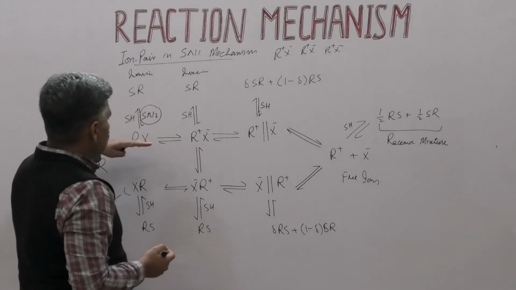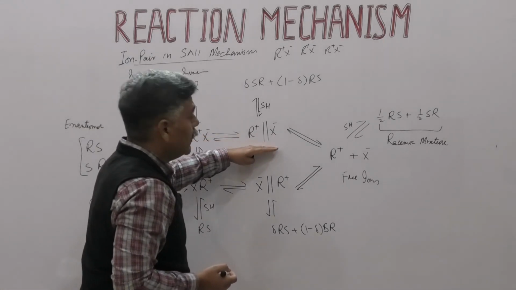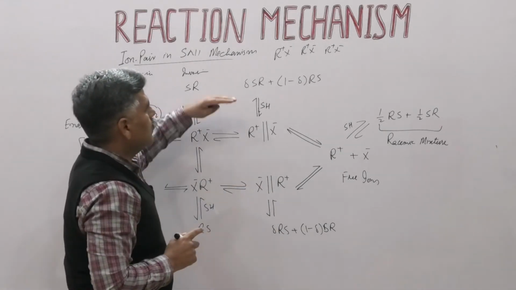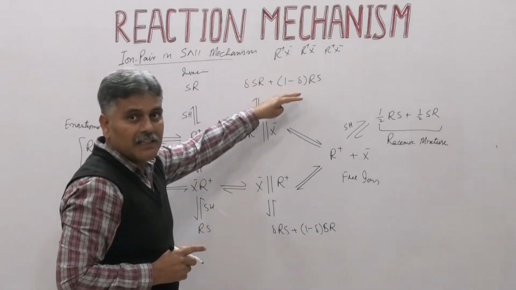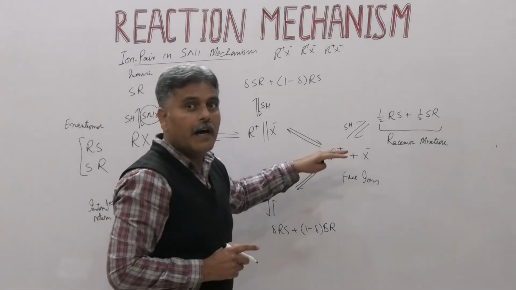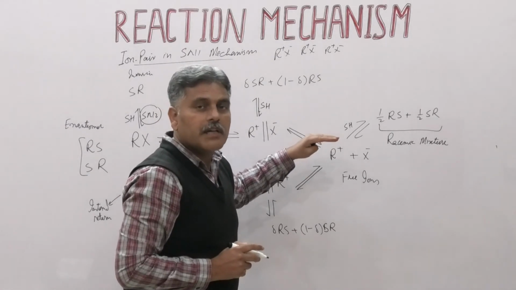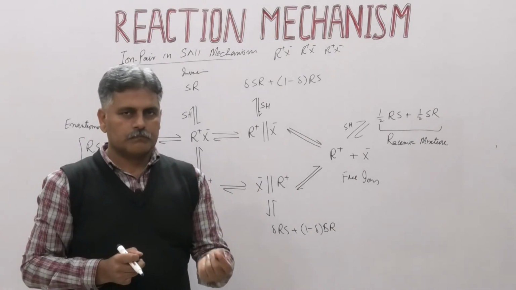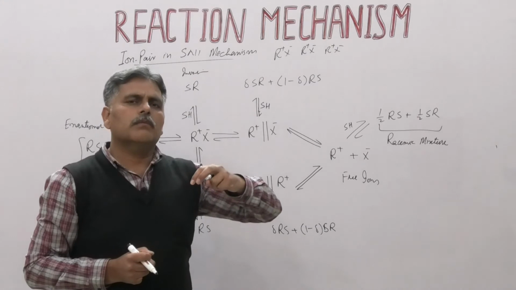But at the stage of RX, at the stage of intimate ion pair, at the stage of solvent separated ion pairs, there is no complete racemization. So there is some inversion of configuration along with the retention of configuration. But when all these ion pairs are converted into free ions, at the stage of free ions, then there is racemization.